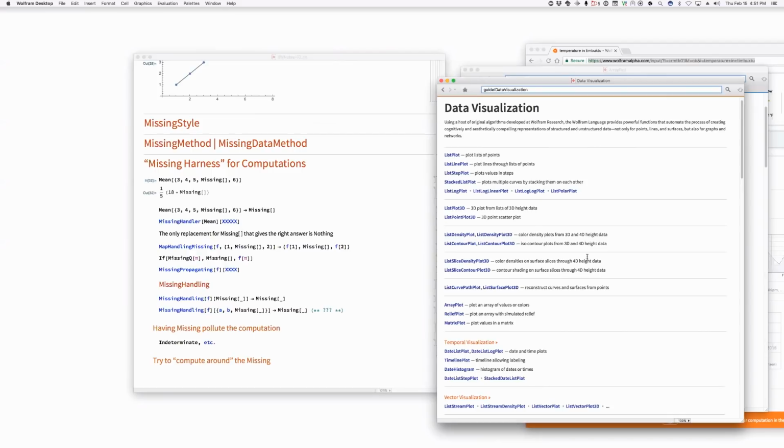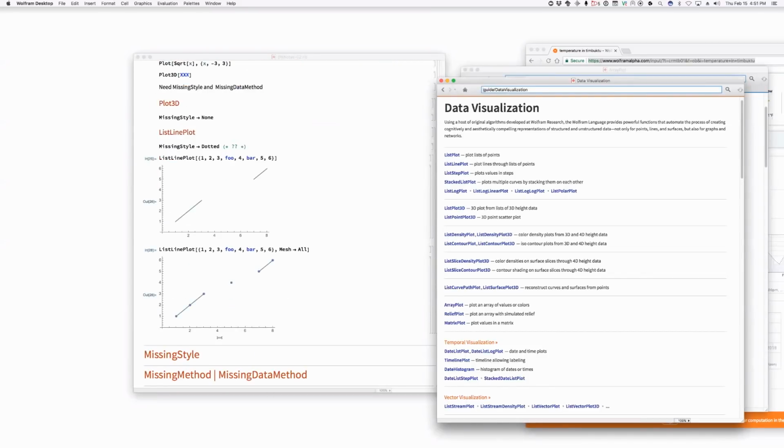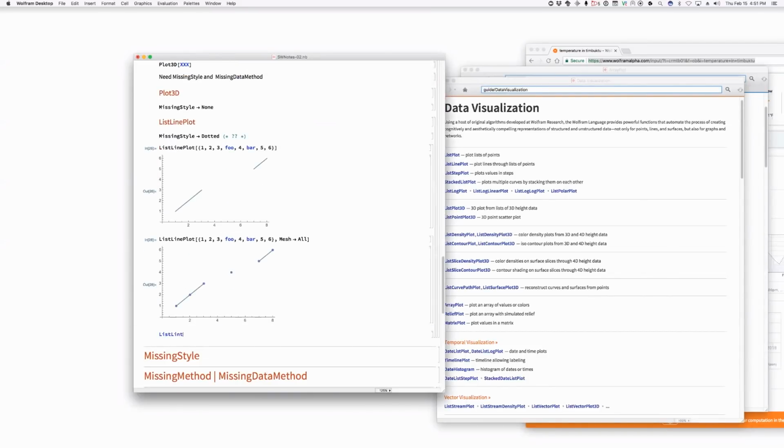Well, if you have something where you are going, let's say ListLinePlot of 1, 2, 3, 4, foobar, 5, 7. Add one more point. Yeah, so the plot range knows that it went out to 5, 7, even though that didn't get drawn.